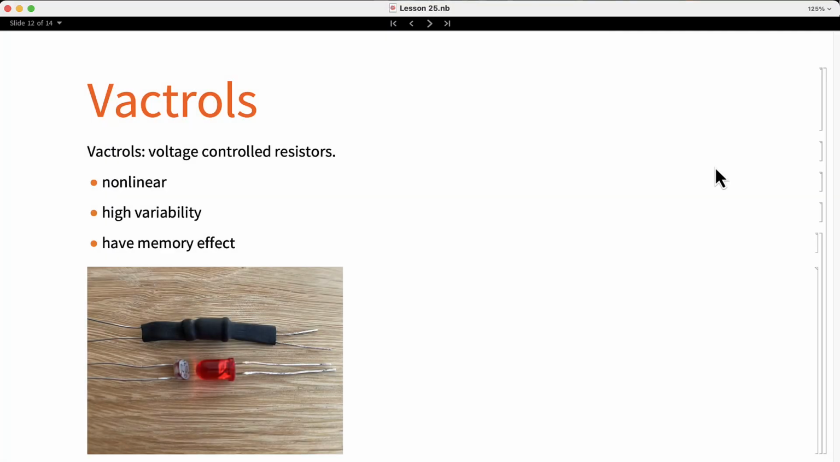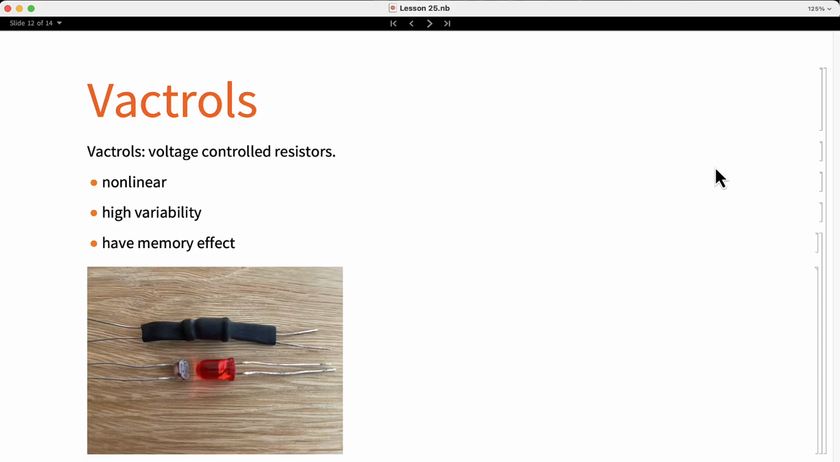The last component I want to talk about is the vactrol. A vactrol is a component made by a photoresistor and a light source like an LED. A photoresistor is a special kind of resistor that changes value depending on the amount of light it receives. When it has no light, the resistance is very high, around 10 megaohms. As the light increases, the resistance lowers until it reaches a value of a few ohms.